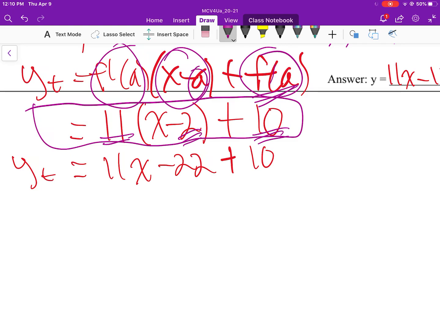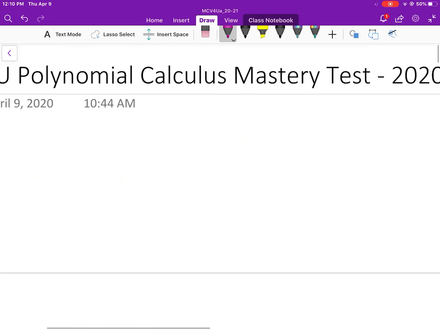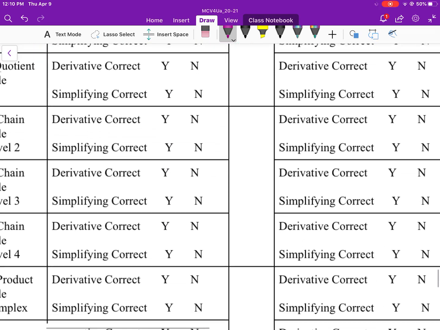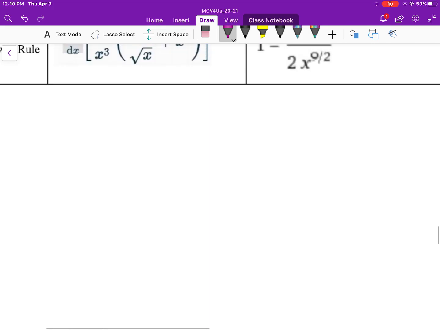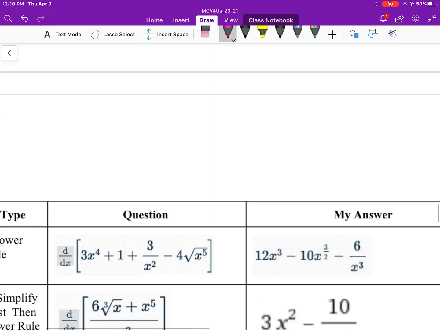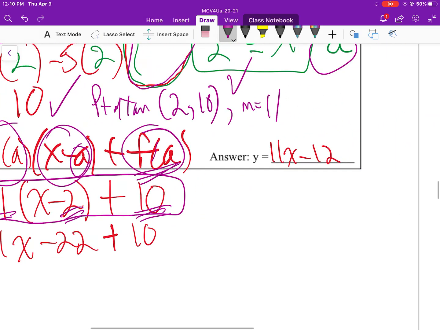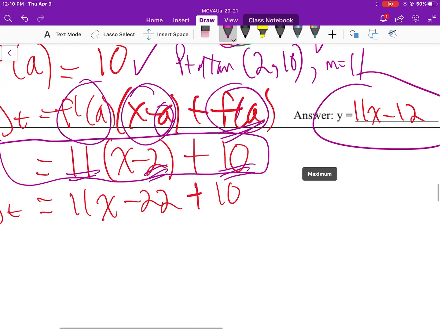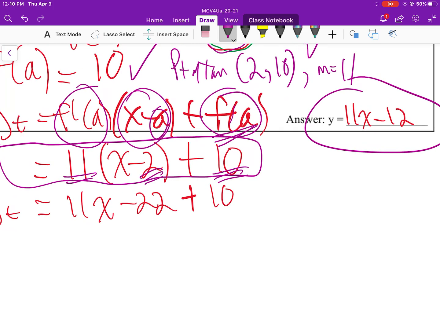Or you can expand out that 11 bracket x minus 2 and simplify into y equals mx plus b form, which I did for you here. Right there. 11x minus 12. And that could be your final answer, or 11 bracket x minus 2 plus 10.